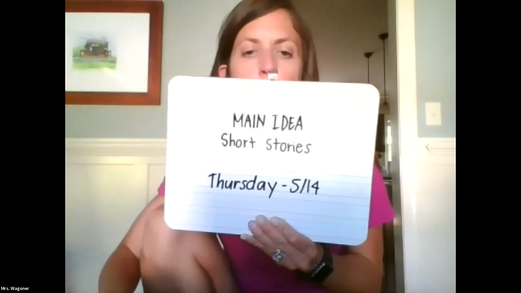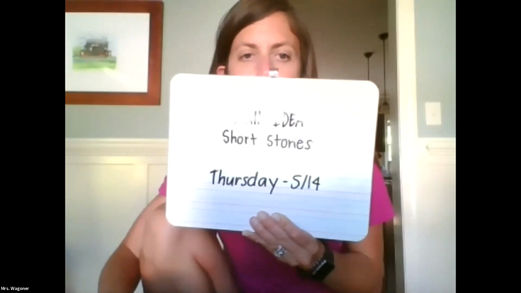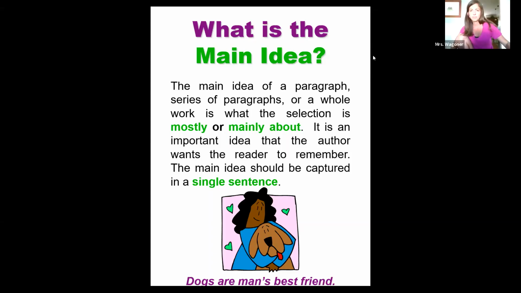But before we do that, we're going to be looking at a little presentation to give us some more information about finding the main idea. What is the main idea? The main idea of a paragraph, series of paragraphs, or a whole work is what the selection is mostly or mainly about. It is an important idea that the author wants the reader to remember. The main idea should be captured in a single sentence. Dogs are a man's best friend is a good example.